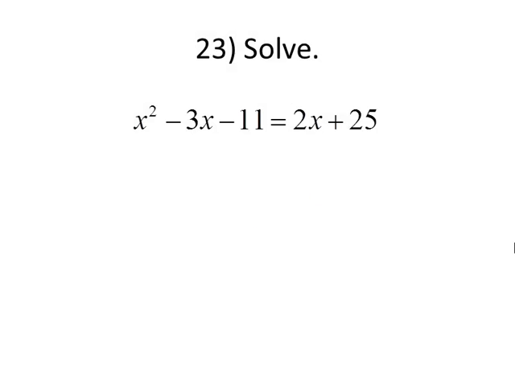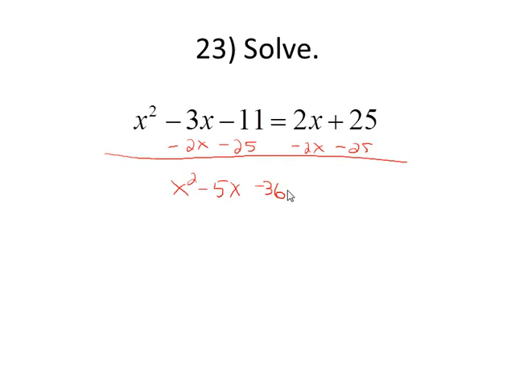One problem to go, and that's solving a quadratic equation by factoring. Whenever you have x squared in the mix, you want to get everything on one side equal to 0. So I'm going to subtract 2x and 25 on both sides. That's going to give me x squared minus 5x minus 36 equals 0. Once you have everything equal to 0, you can factor the quadratic expression.